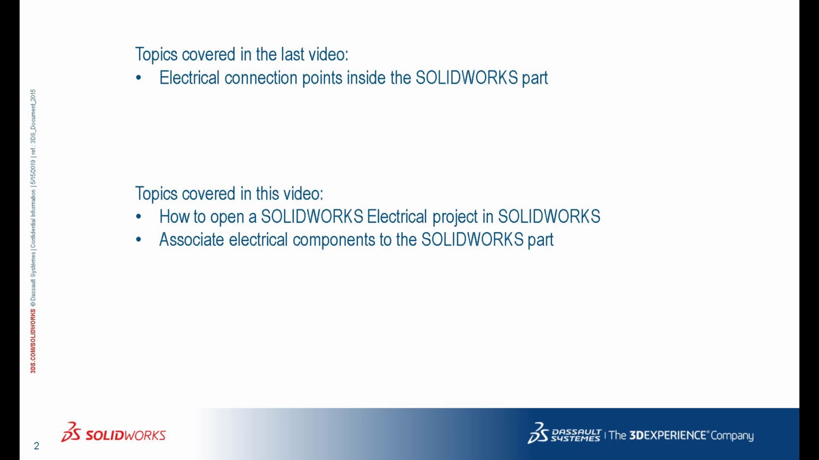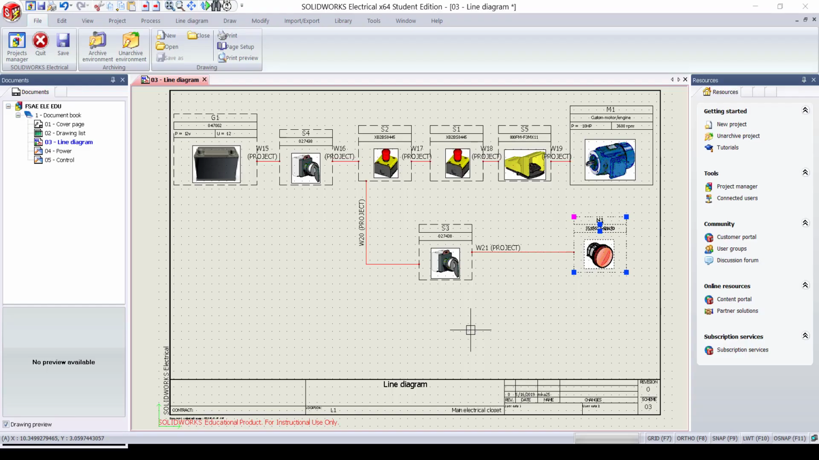In our last video, we learned how to add electrical connection points to a SolidWorks part. In this video, we will cover how to open an electrical project in SolidWorks and associate the electrical components to the 3D parts. Open SolidWorks Electrical.